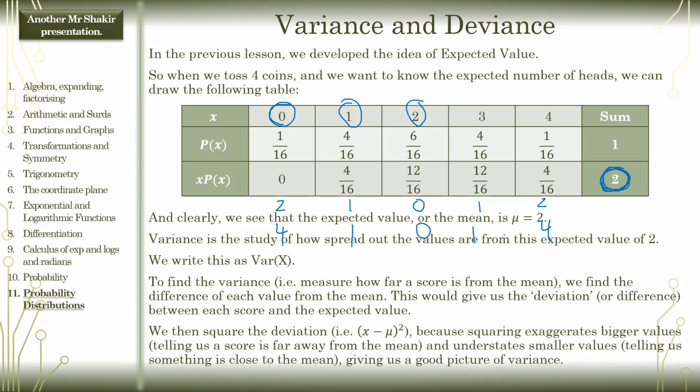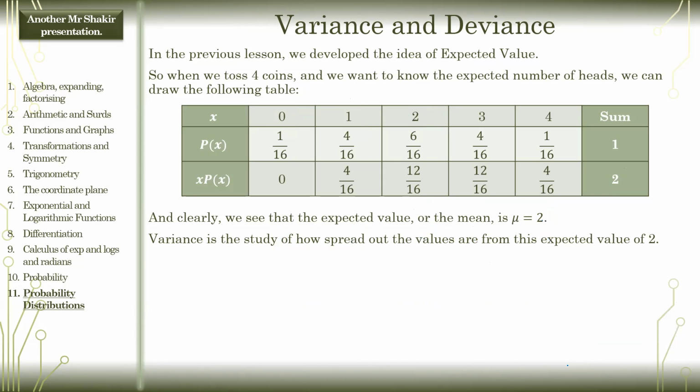But why did you do that? The scores which are close up didn't really change by that much. So why do you square it? Well, I just explained that we square it because squaring exaggerates bigger values, telling us a score is far away from the mean, and understates smaller values, telling us something is close to the mean, giving us a good picture of variance.